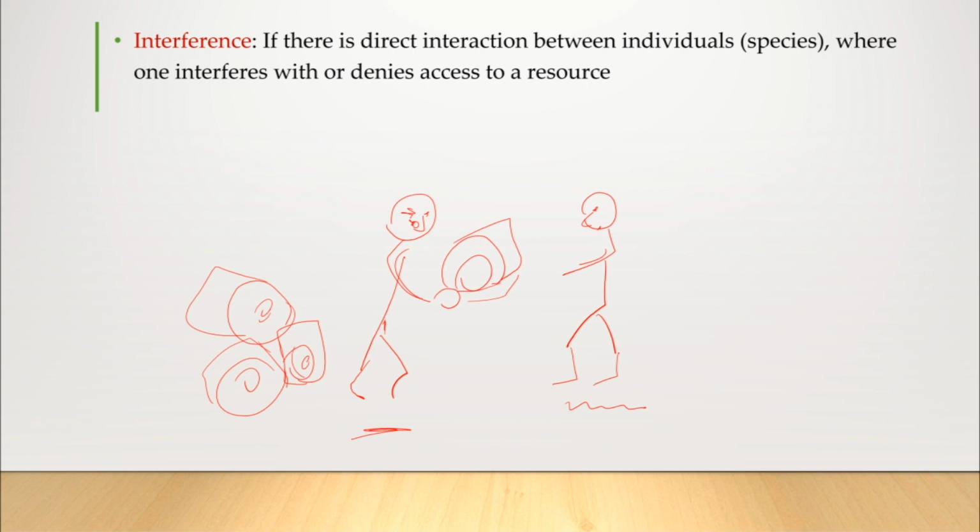This leads into something else. This is a direct interaction between two individuals or species where one does not give the other. If he pulls, he will lose. This one gets more and this one gets less. That's what interference means. This interference causes a lot of problems. In the next slide we're going to look at what these problems are and why they matter.